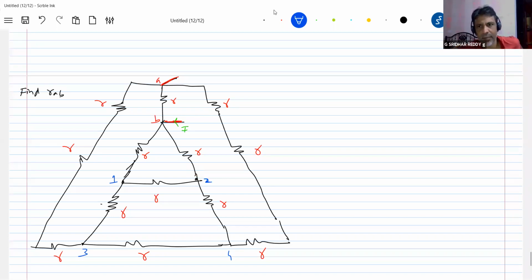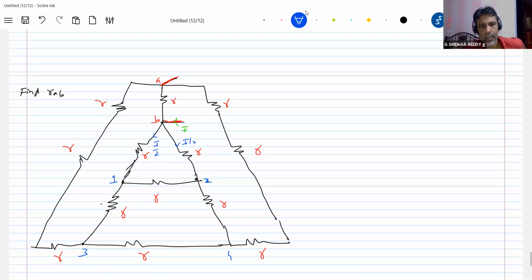What do you mean by similar junction? Look at junction 1. It is connected to the other junction by a resistor R and here one resistor R. Similarly, at junction 2 also a resistor R and this one. So 1 and 2 are similar junctions. Then you can put the current equally in the branches. So here it will be I by 2, I by 2.